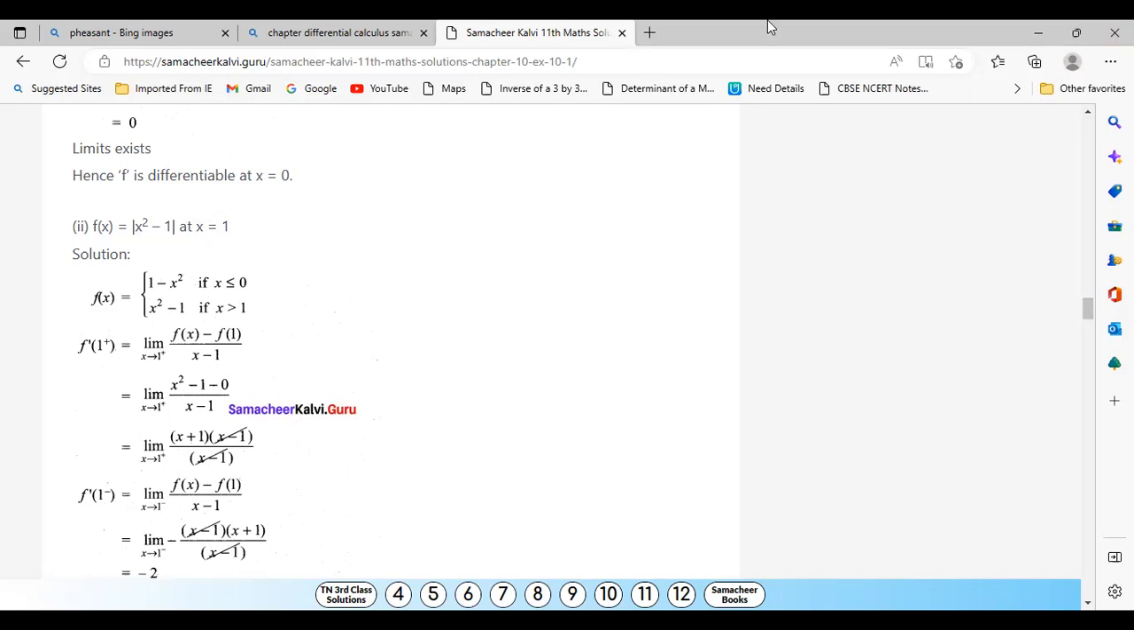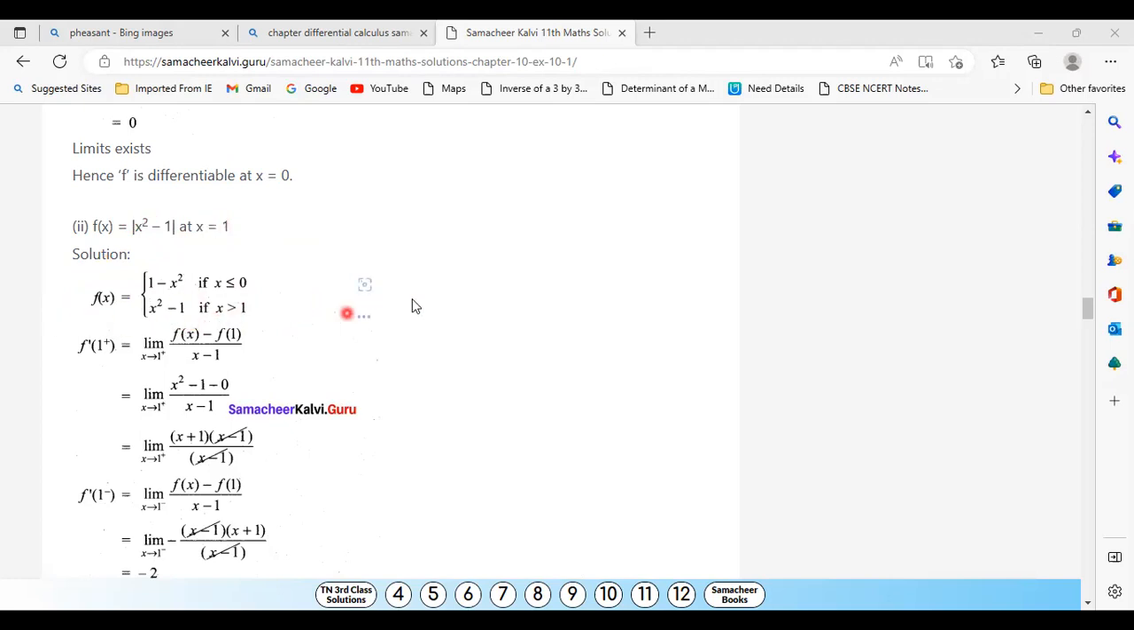I hope you are able to see it here. Yes, ma'am. So this x square minus 1 acts as positive for x greater than 1, and it acts as negative for x lesser than or equal to 0, which means when x is negative. I hope it is clear. So this is how we will draw a continuous function.